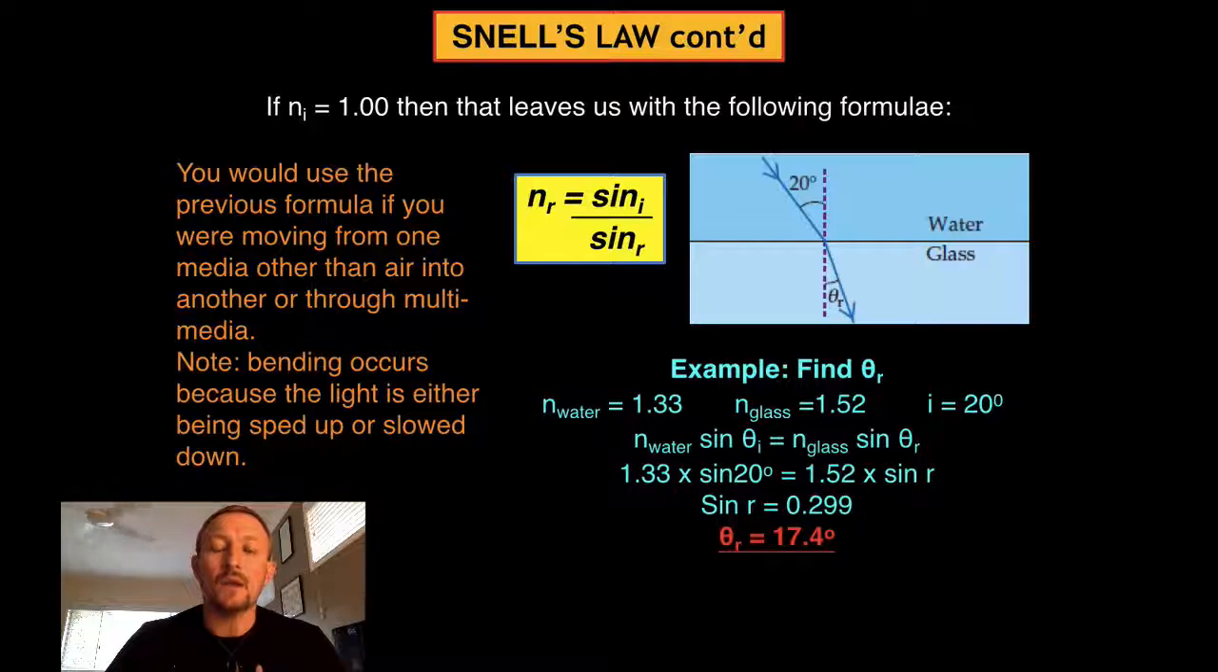So when I take that 1.52 over, I divide 1.33 times sine 20 all by 1.52, and that will come up with a value of 0.299. That gives me sine theta R. I now need to do the inverse sine of 0.299 to get the overall angle. So I've got to take the sine to the other side. Remember, sine is multiplying theta R, so I've got to divide it, hence it's sine to the negative 1. You'll use that second function sine on your calculator with 0.299, and I end up with the refracted angle being 17.4 degrees.